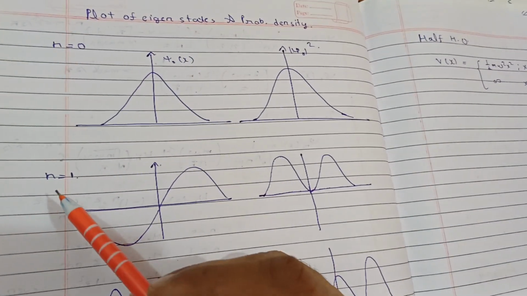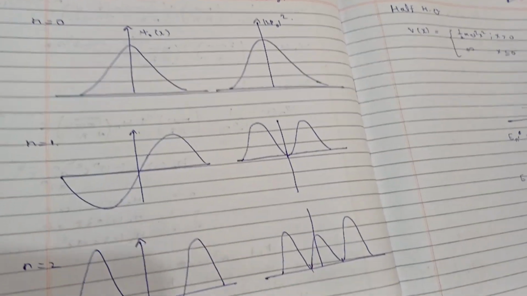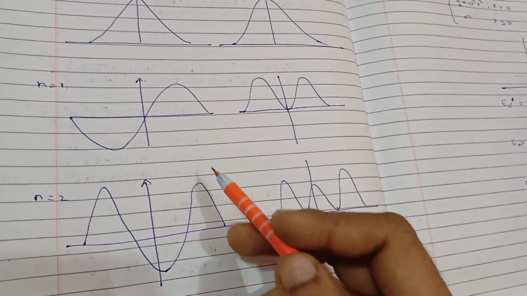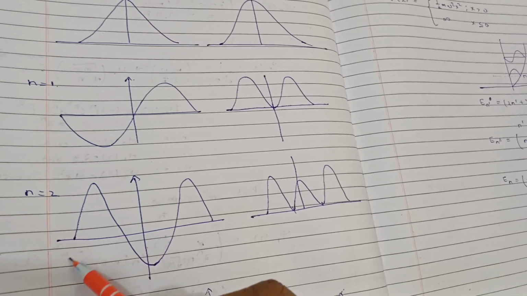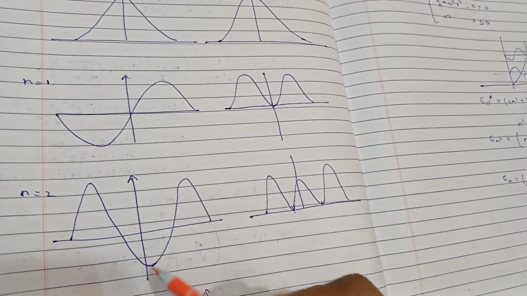For n equal to 1, we will get this odd kind of curve, antisymmetric. And for n equal to 2, we will get this kind of curve. And see, this is not a sine curve. This part is very less as compared to this, which is higher, more higher as compared to this.